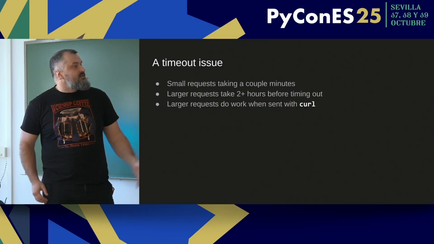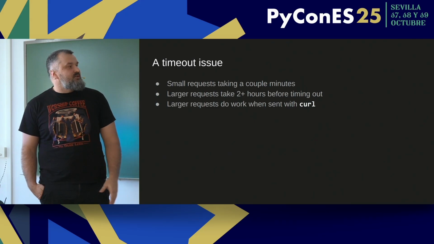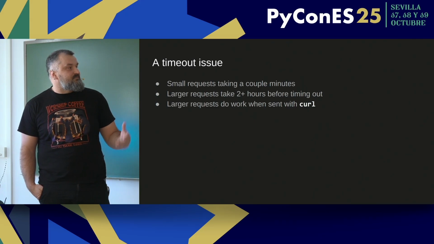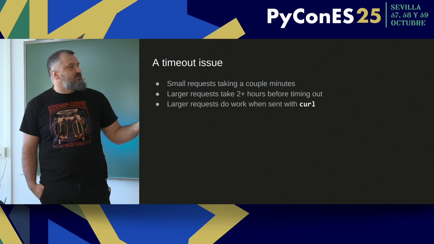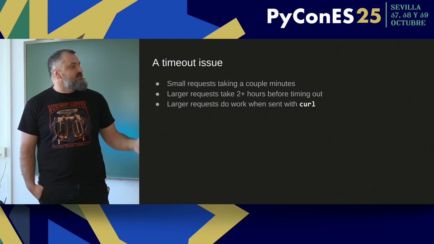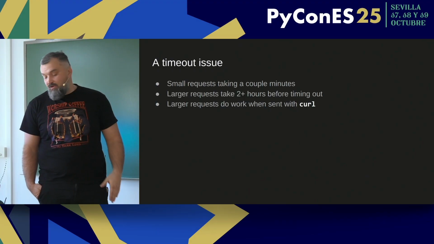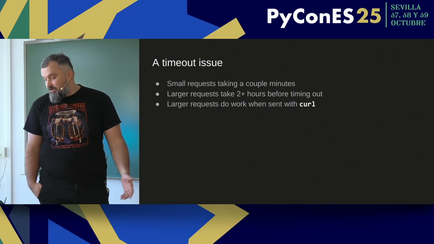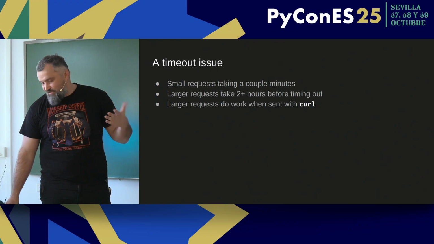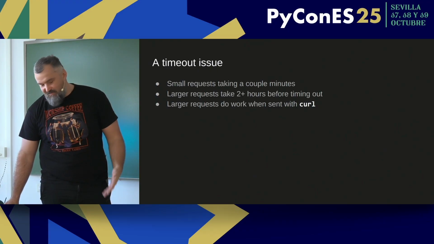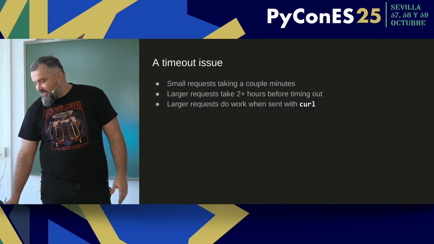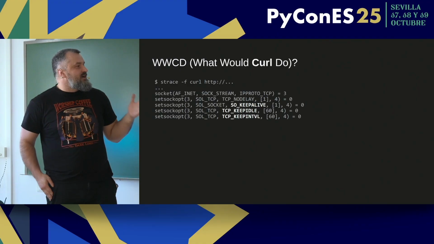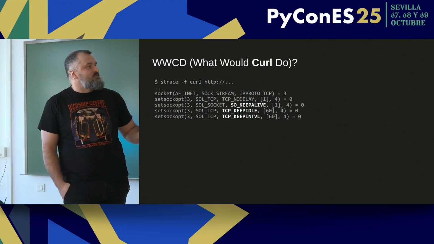When running in Kubernetes, the small requests were taking a couple of minutes, which is kind of okay. And larger requests took 2 hours before timing out. What's interesting, the larger request still worked when it was sent using curl. And so this is like my motto or something like that: whenever you have networking issues, ask what would curl do.